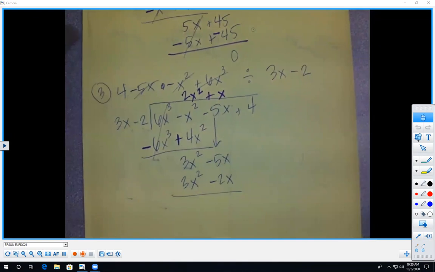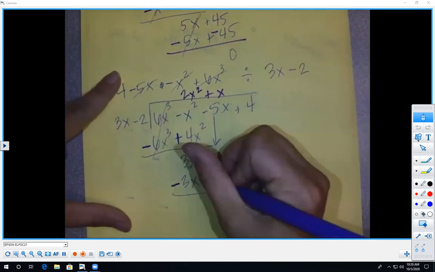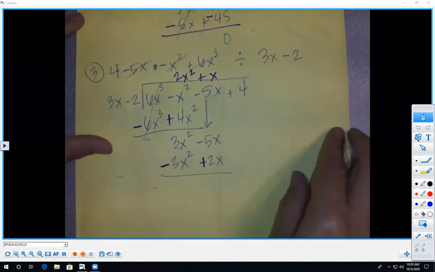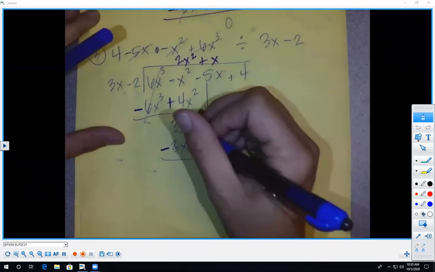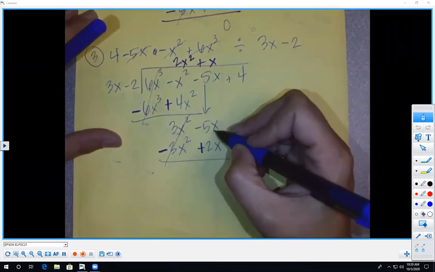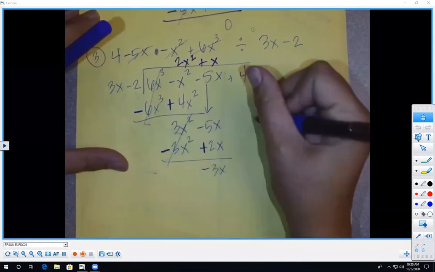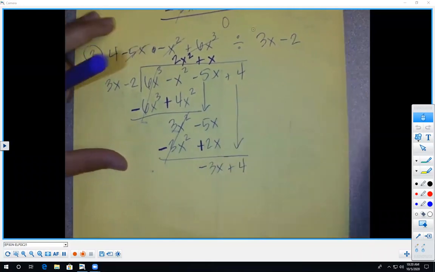We want to subtract those, so you need to change your signs. So minus 3x squared plus 2x. 3x squared minus 3x squared cancels out at 0. Negative 5x plus 2x, negative 3x. Bring down your next term. Plus 4.